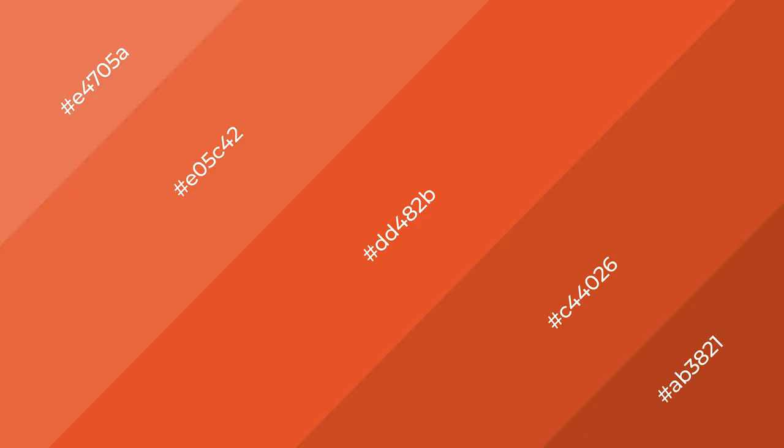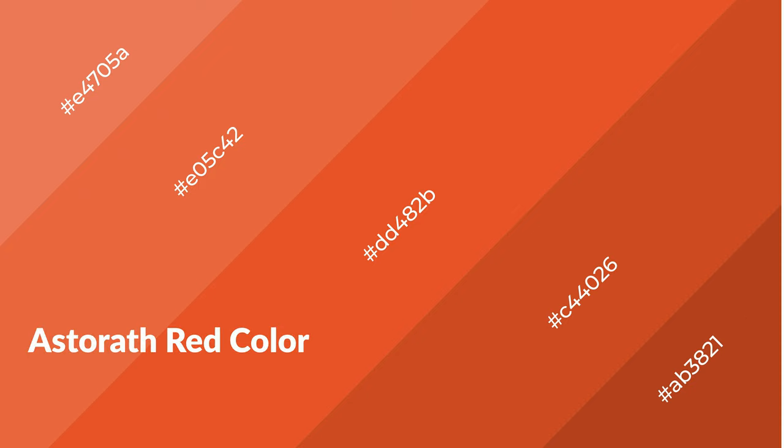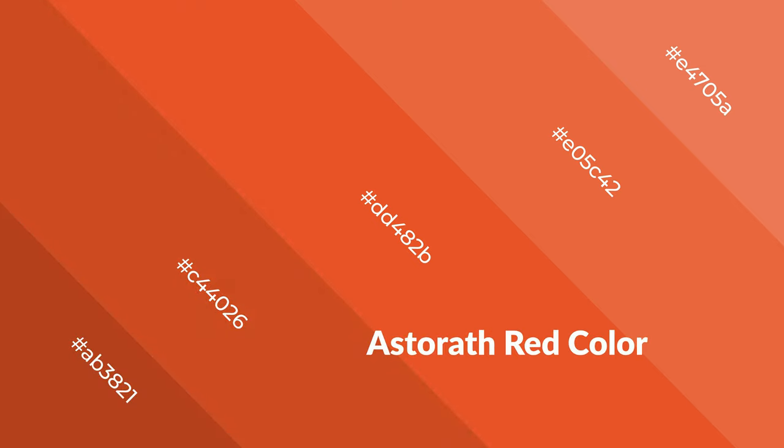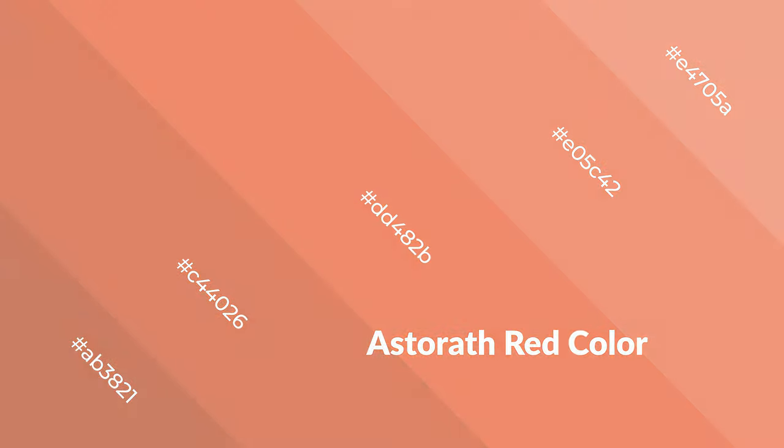Astorath Red is a warm color, and it emits cozier and active emotion. Warm colors are symbols of warmth, fire, heat, and sunshine. It also evokes joy, passion, love, and even anger emotions. You can see them used in restaurants and gyms.